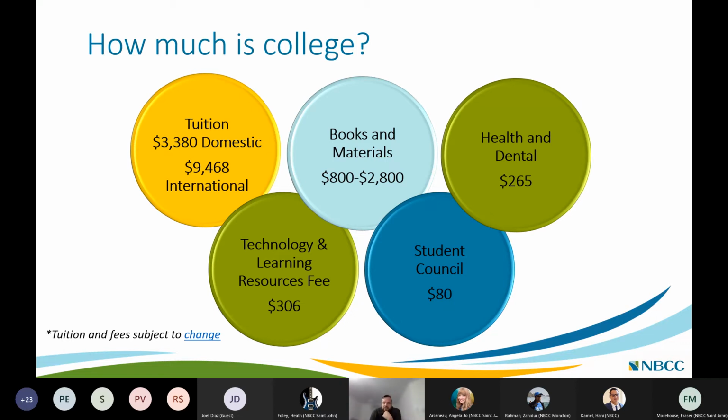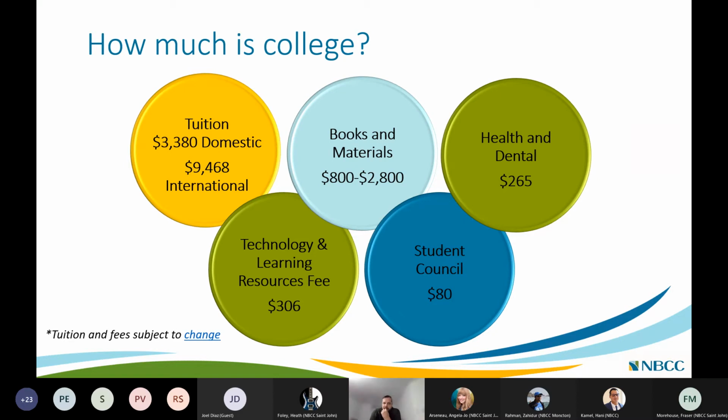So how much is college? Tuition for domestic would be $3,380. I believe that's paid twice over the semester, if I'm correct. If somebody knows 100%, you can let me know.